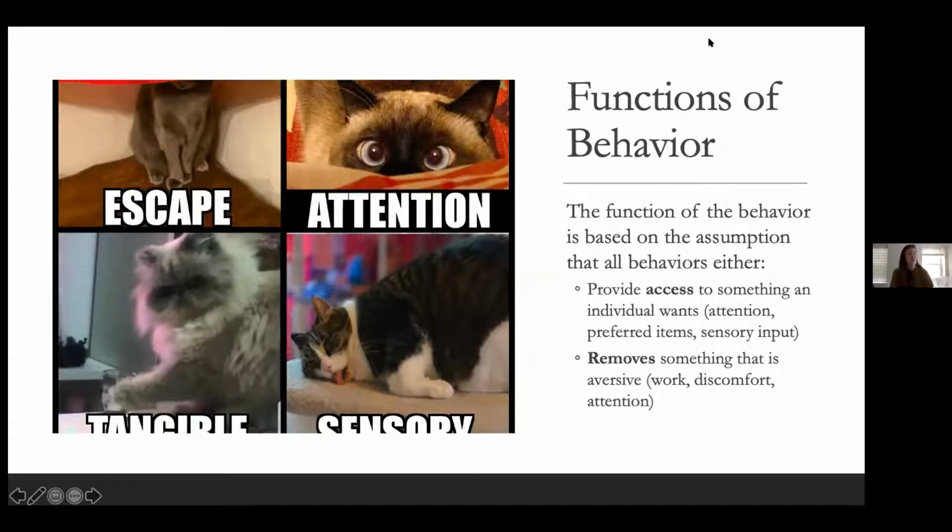So sometimes I really don't want to do those math problems. So I may be engaging in problem behavior to escape every time you put that dang worksheet in front of me. Sometimes I don't want attention, so I really don't like when you're giving me negative attention or yelling at me. Or I don't like positive attention, so I don't like when you give me compliments. Sometimes we'll engage in things to remove discomfort. Some individuals will engage in self-injurious behavior because they are in pain, or we're scratching to remove an itch. So all behavior either provides access to something or removes something that we find aversive.